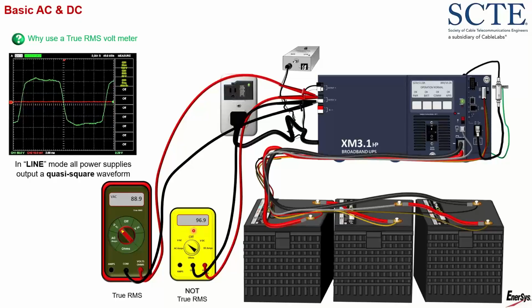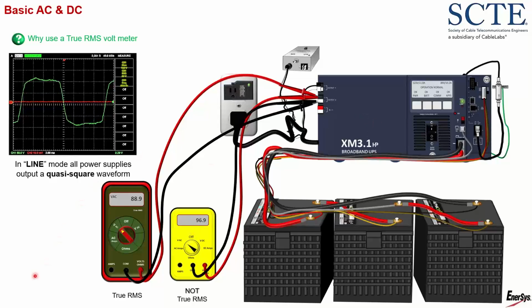You take your non-RMS voltmeter and you measure the input to that amplifier and it says 52 volts. Well, you think you've got enough voltage for that amplifier to work, but in reality, you've only got about 46 volts going into the amplifier and it's never going to turn on.